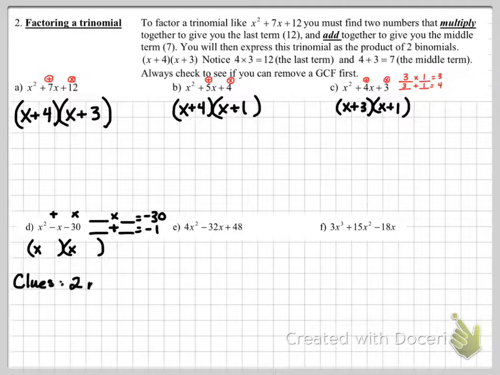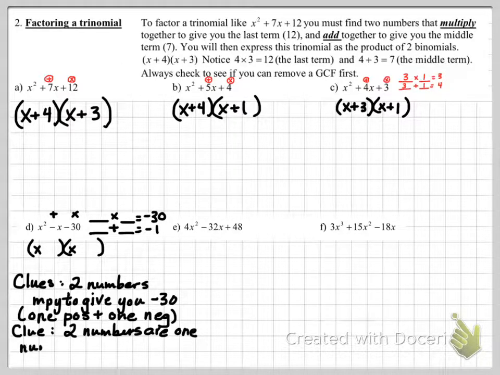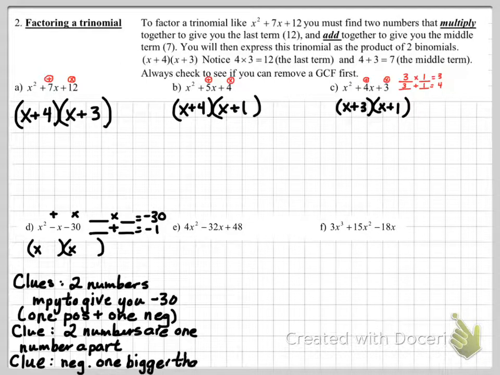that means the first thing it's telling me is that one of the numbers must be positive and one of them must be negative. The second clue is that the two numbers have to be one number apart because they're adding up to negative 1. And it's a negative 1, which tells me something else, and that is that the negative number is going to be 1 bigger than the positive one. So now that I've got all of those clues, can you see what number it is?